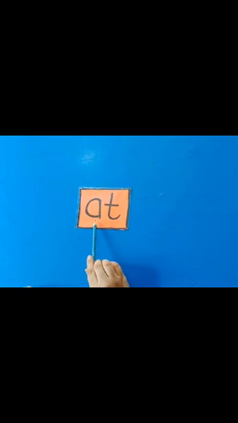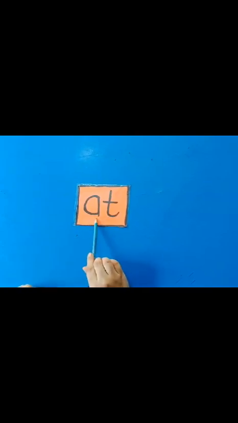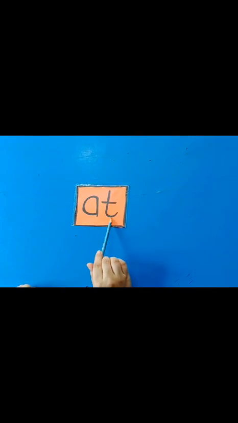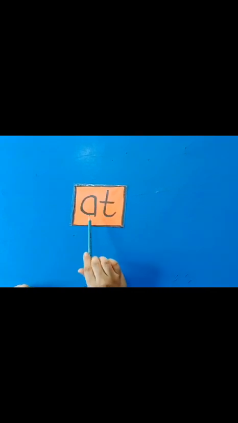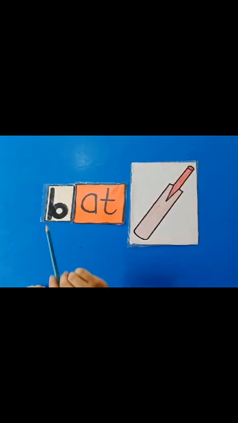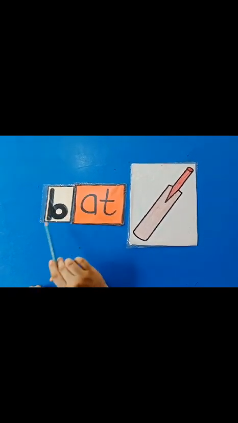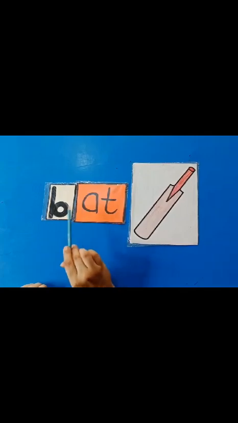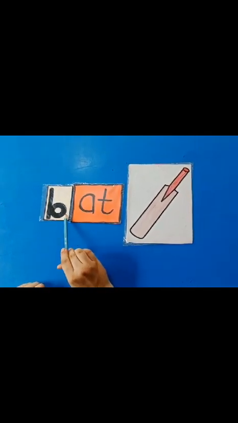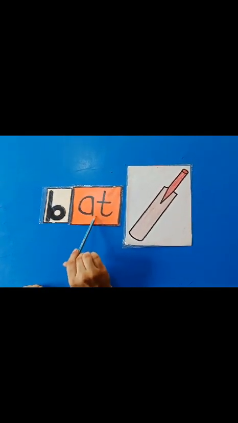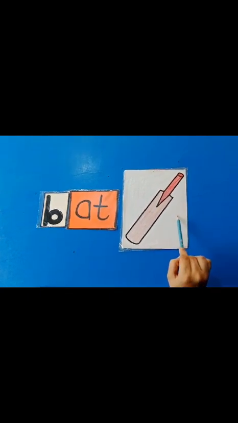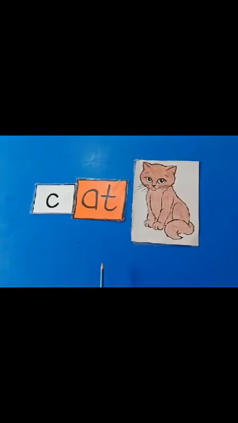Which letter is this? A. Which letter is this? A. And which letter is this? T. When we blend it, it becomes at. Okay, children, I will put ba here. It becomes bat. Ba at bat.